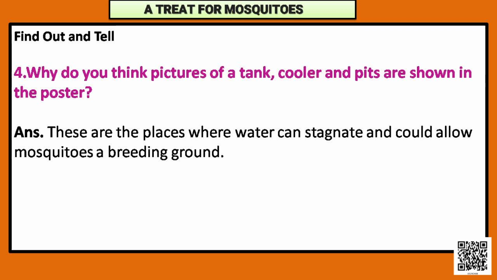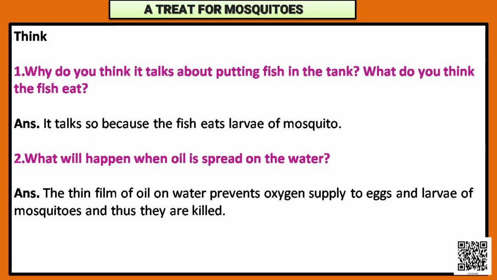Okay. Now these are the questions which you should think about and answer. The question is here for you. Why do you think it talks about putting fish in the tank? What do you think the fish eat? Absolutely correct. It talks so because the fish eats larvae of the mosquito. Okay, so that's why it is advised to put fish in the tank.